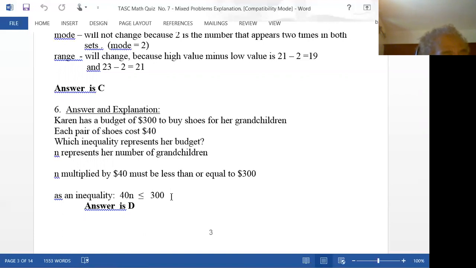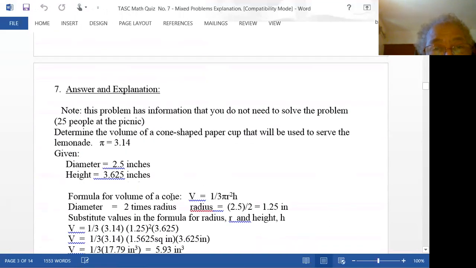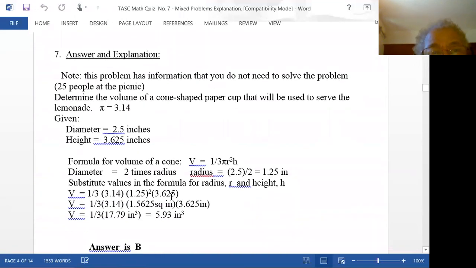Okay, let's go to 7. 7 has some information. There's a lot of words in that problem, but some information you really don't need. And this happens in problems. Just make sure you know what information to choose from the word problem to solve the problem. The 25 people at the picnic is just extra information.